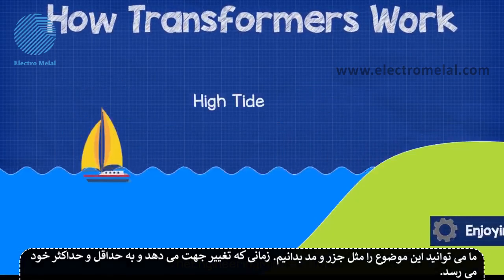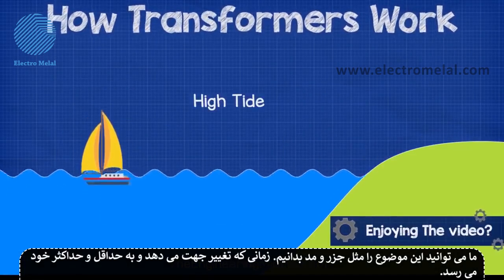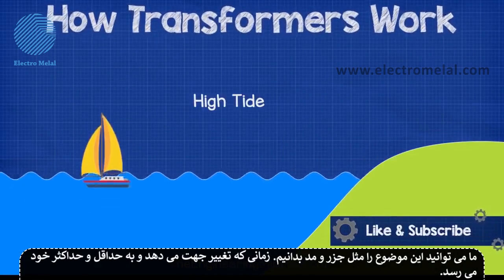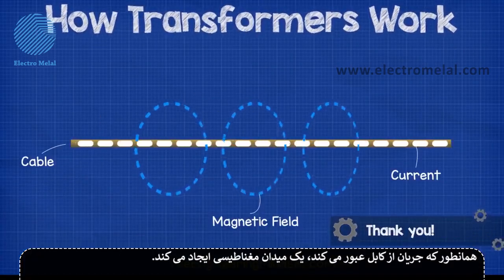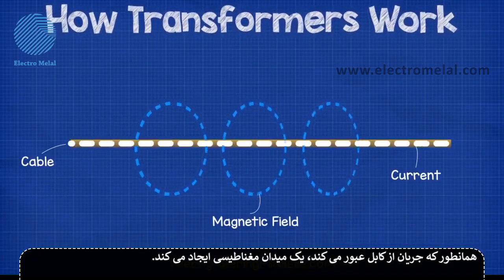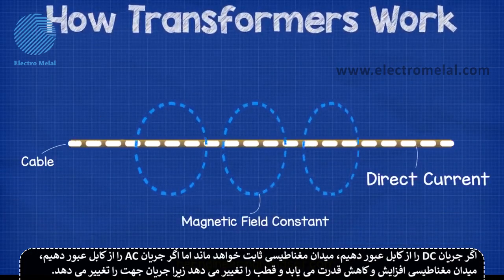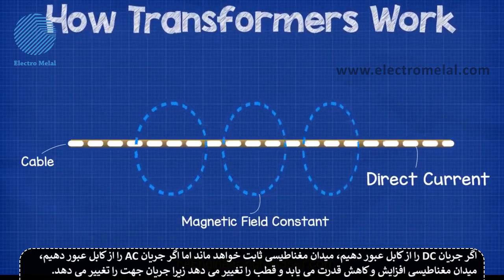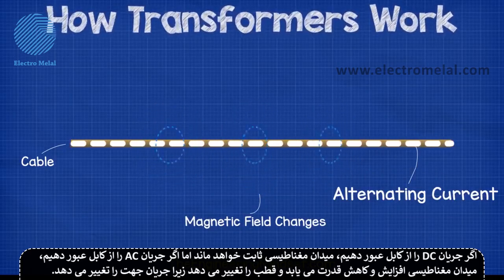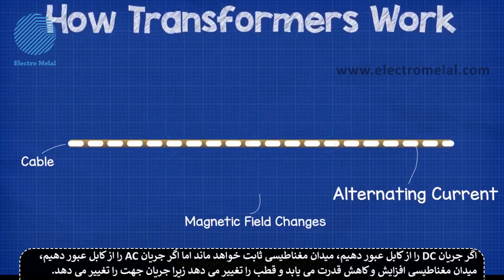Now you can think of this as the tide of the sea as it changes direction and reaches its maximum and minimum point. As the current flows through the cable, it will emit a magnetic field. If we pass DC current through the cable, the magnetic field will remain constant, but if we pass AC current through the cable, then the magnetic field will increase and decrease in strength and change polarity as the current changes direction.